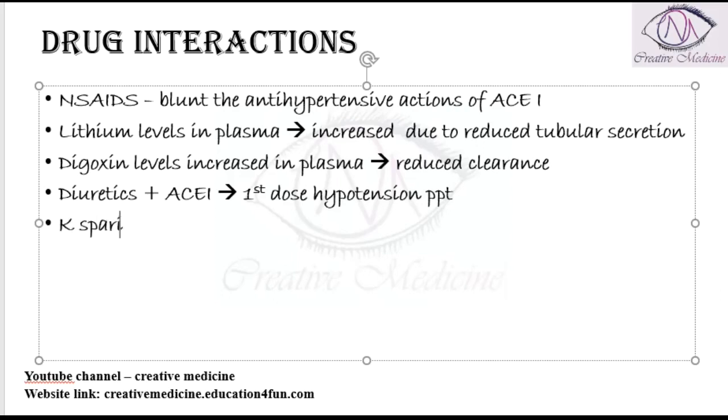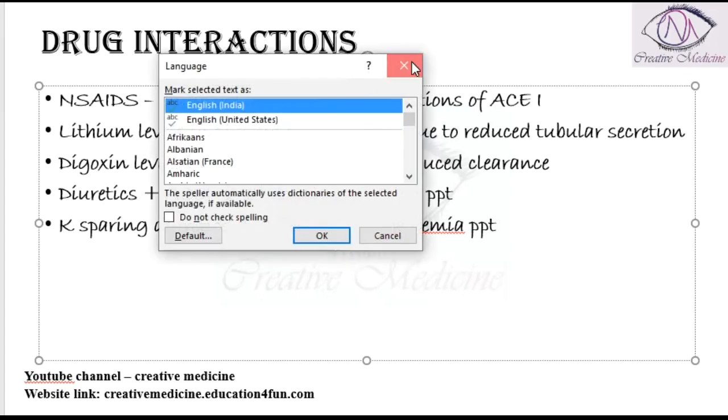Then we have potassium sparing diuretics. If you use potassium sparing diuretics with ACE inhibitors, potassium sparing diuretics will cause hyperkalemia, and even the ACE inhibitors will cause hyperkalemia, and thus hyperkalemia is precipitated.